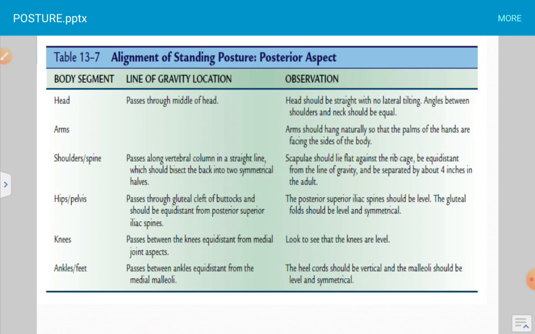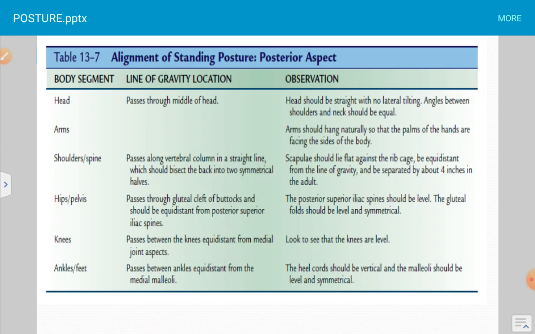Okay, in the case of shoulder and spine, the line passes along the vertebral column, and a straight line should bisect the back into two symmetrical halves, right and left halves. And the scapula should lie flat against the rib cage and be equidistant from the line of gravity. From the line of gravity, the right measurement and the left measurement of the scapula should be the same, and they are separated by 4 inches in the adult. In the case of an adult, there will be a 4 inch distance.